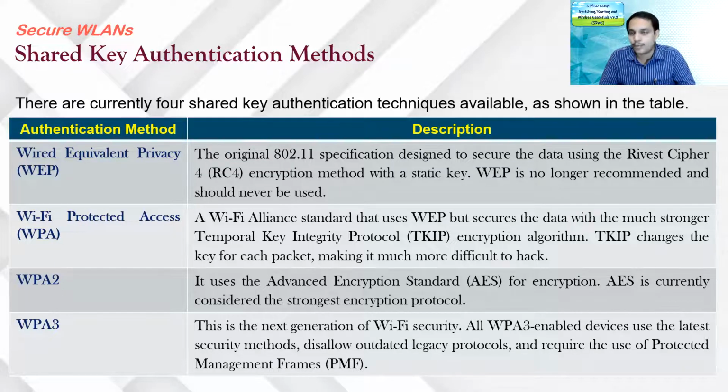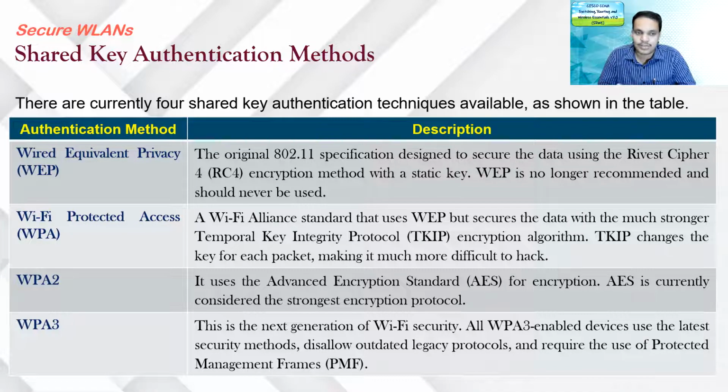First one is your WEP, Wired Equivalent Privacy. This is specified in the original 802.11 standard, and it is no longer used because it can be broken very easily. It is no longer recommended and should never be used. The next step is Wi-Fi Protected Access, a Wi-Fi Alliance standard that uses WEP but secures the data with a much stronger algorithm called Temporal Key Integrity Protocol, TKIP, encryption algorithm. This changes the key for each packet, making it much more difficult to hack.